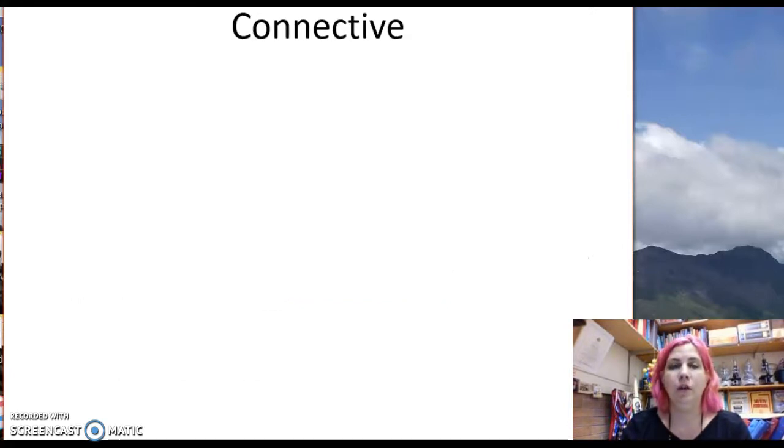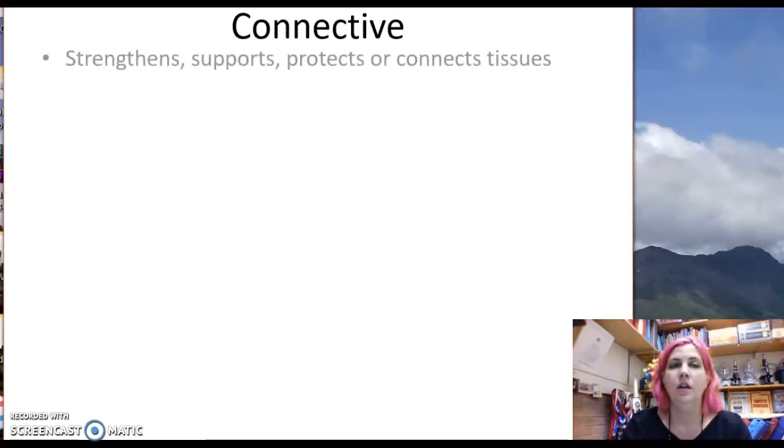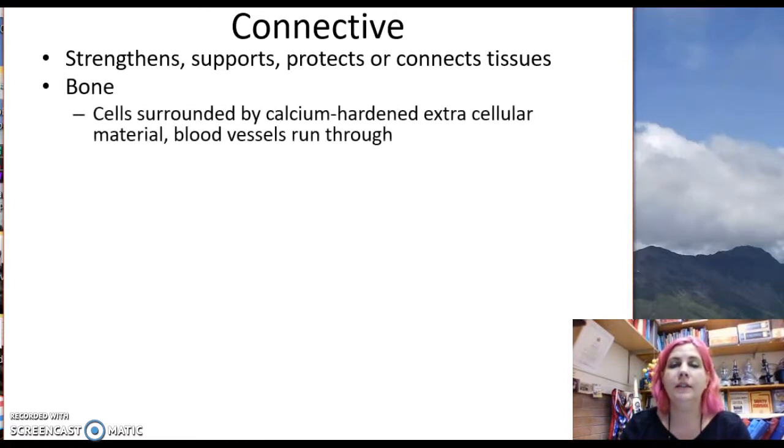The last type of tissue that we're going to look at is connective tissue. So connective tissue is sort of a bit of a mixed bag of tissues. It has a lot of different tissue types, but it strengthens, supports, protects, or connects tissues. So connective tissue has many roles in the body. The first type we're going to look at is bone. So bone connective tissue is special cells that are surrounded by calcium-hardened extracellular material, and blood vessels run through.